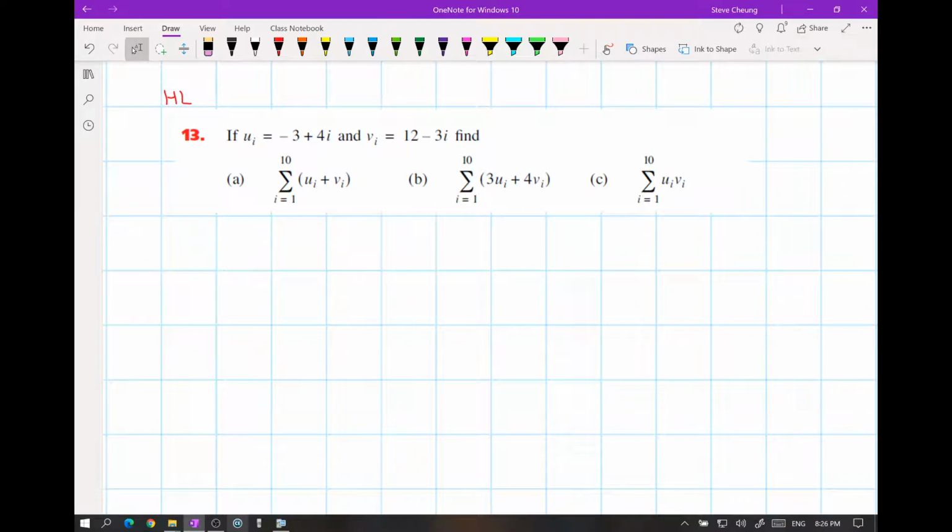So what's going on here? Well, first of all, we need to replace these into here to see what they are actually referring to. So here we have negative 3 plus 4i plus 12 minus 3i.